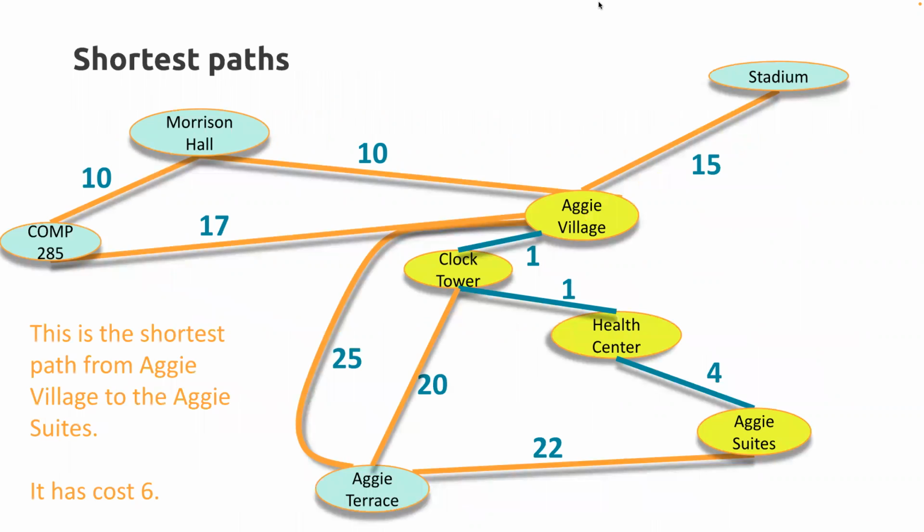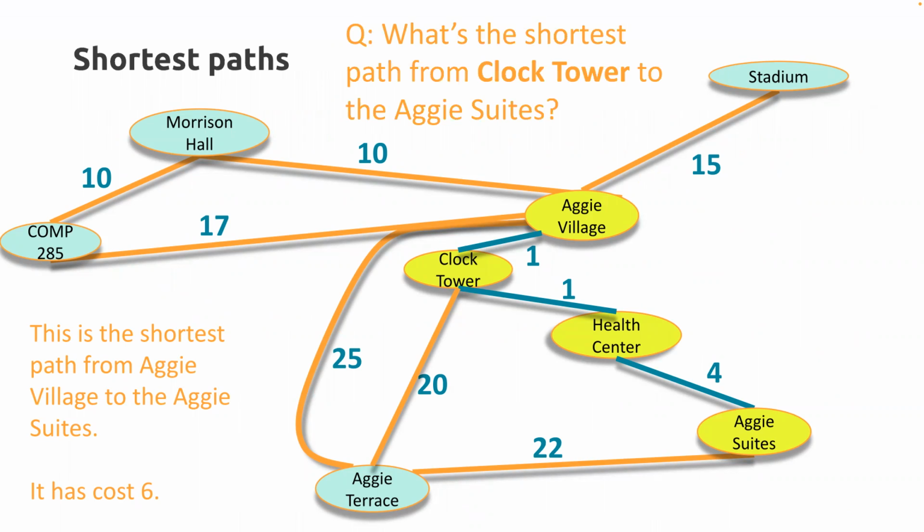All right. So this, like you guys said, is the shortest path from Aggie Village to Aggie Suites. It has cost 6, right? What's the shortest path from the Clock Tower to Aggie Suites? So from here to Aggie Suites, what's the shortest path? It's not a trick question. Anybody can speak up. It's 5, and I go through Health Center and then Aggie Suites, right?